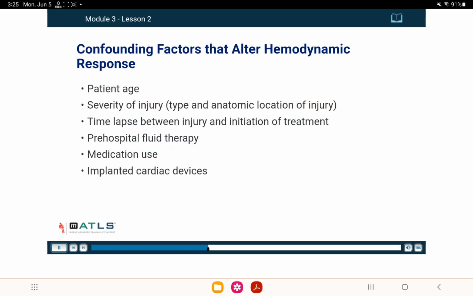The physiological classification system for shock is helpful, but these following factors can confound and profoundly alter the classic hemodynamic response to the acute loss of circulating blood volume. Initiate hemorrhage control and balanced fluid resuscitation when early signs and symptoms of blood loss are apparent or suspected.